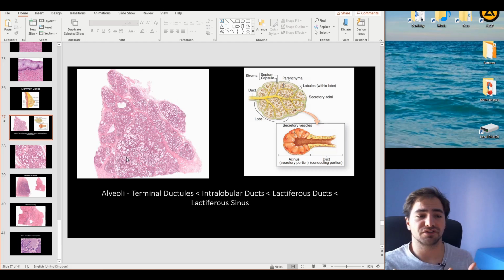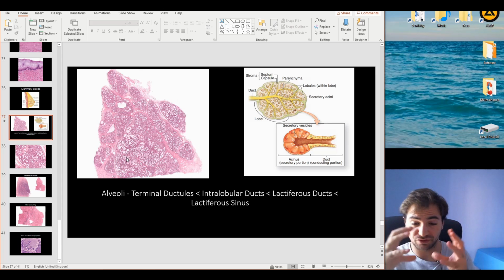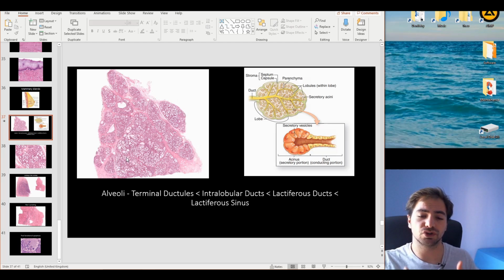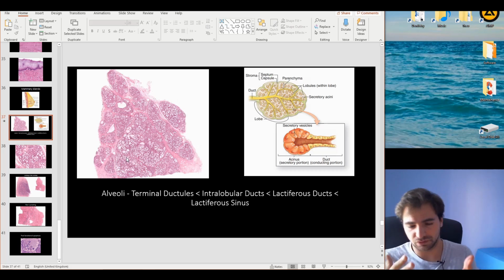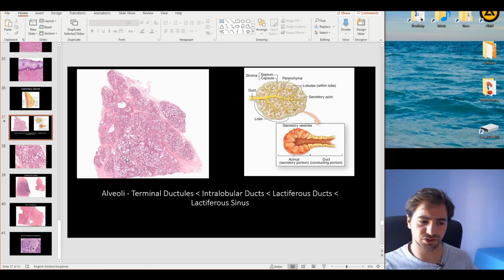Now, we're going to find, as typical in the glands, the two features: the stroma, which is the part of the organ that supports the structure, and the parenchyma, which is, of course, the functionally active part. The functionally active part in this case is going to be the alveoli. These alveoli are the terminal portion and also coincide with the terminal ductules. All of these terminal ducts are going to converge to form the intralobular ducts.